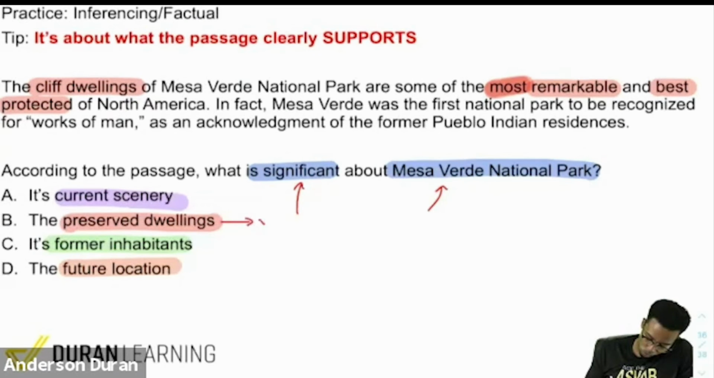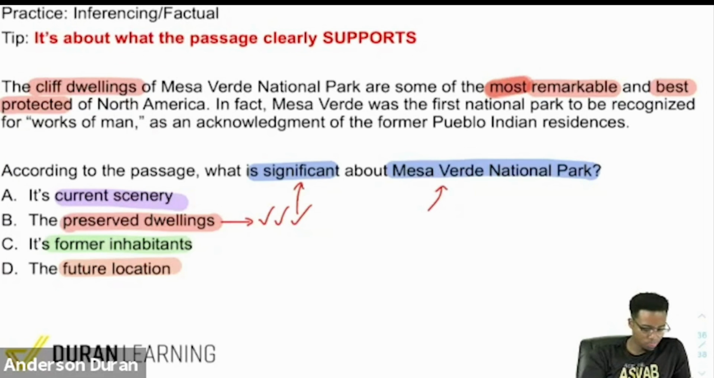It's current scenery. So I don't really see anything here talking about scenery. If you guys do, maybe you could point it out to me, but I don't see anything about its current scenery. Its former inhabitants. So its former inhabitants would be the Pueblo Indians. But again, it's talking about the former Pueblo Indian residences, so dwellings.